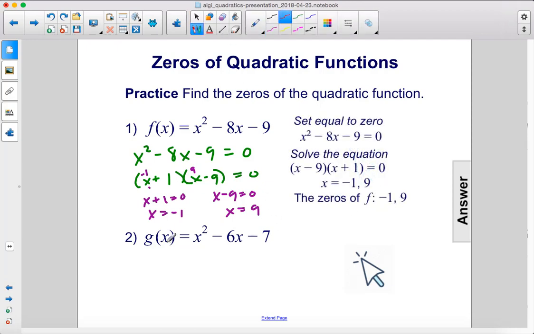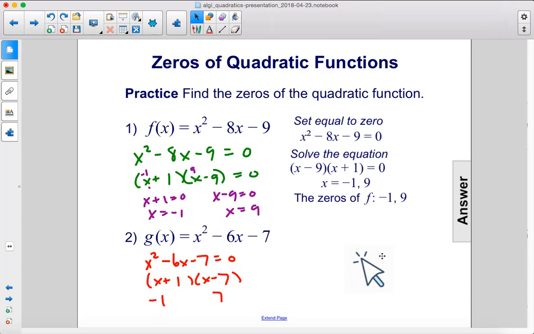Moving on to the next one, we turn this quadratic function into a quadratic equation and set it equal to 0 to find the solutions. So we need to factor it. Alright, so 7 times 1 is 7, and negative 7 plus 1 will give us negative 6. So we have one positive and one negative, and we want negative 7 because this middle term is negative 6. Alright, so that means that negative 1 and 7 are the zeros.